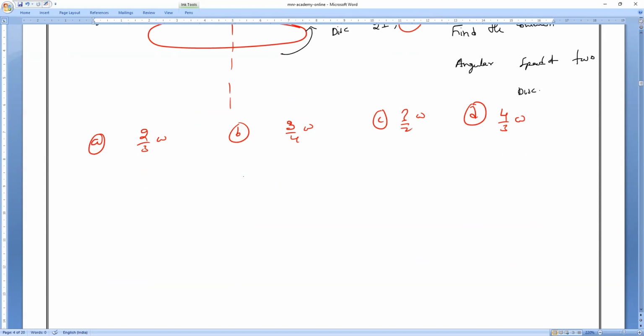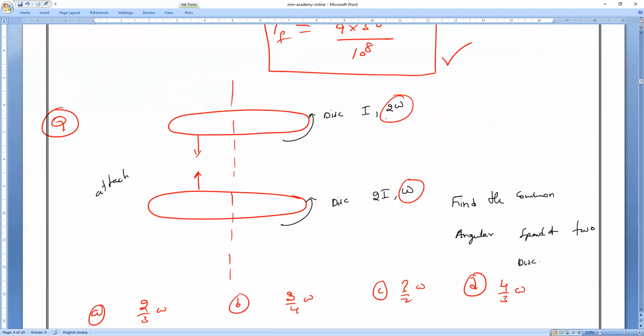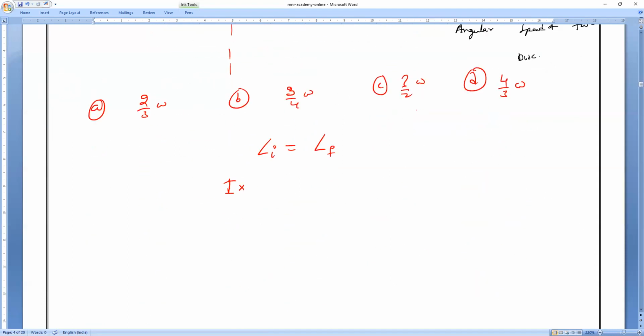I will apply the conservation of angular momentum. Initial angular momentum is equal to final angular momentum. Initially both discs are separate. So disc 1, inertia is I. And what is the angular velocity? Check it, everybody. 2 omega. That's all. I into 2 omega plus the second disc.